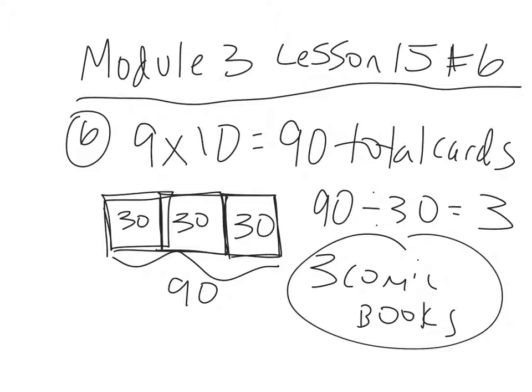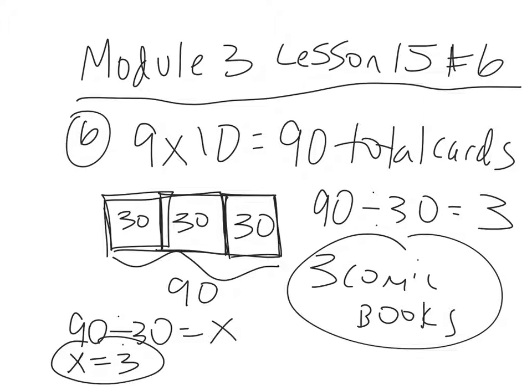Now, a part that I skipped that I should have said is 90 divided by 30 equals x, because on their homework they have to have an equation with an unknown. And the unknown in this problem is how many comic books, and then x equals 3. So that's a better way of showing it for problem 6 on their homework.